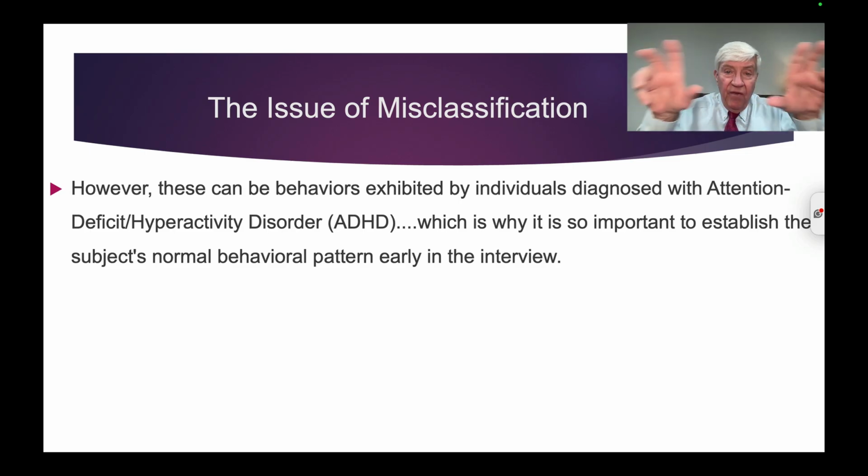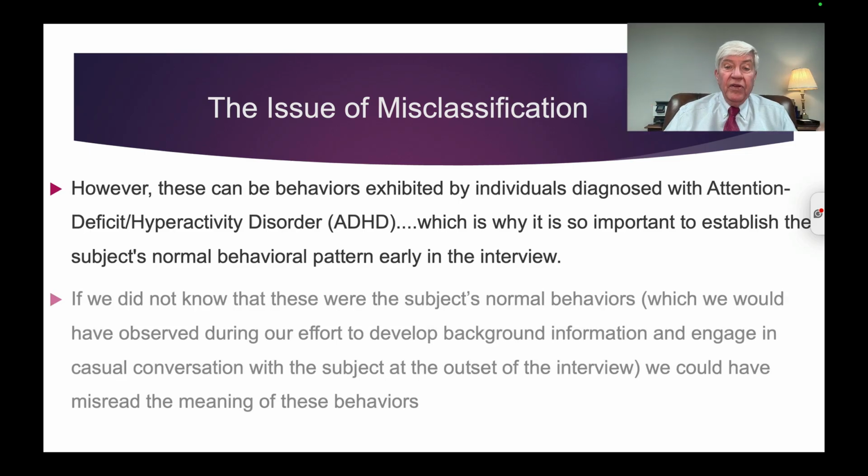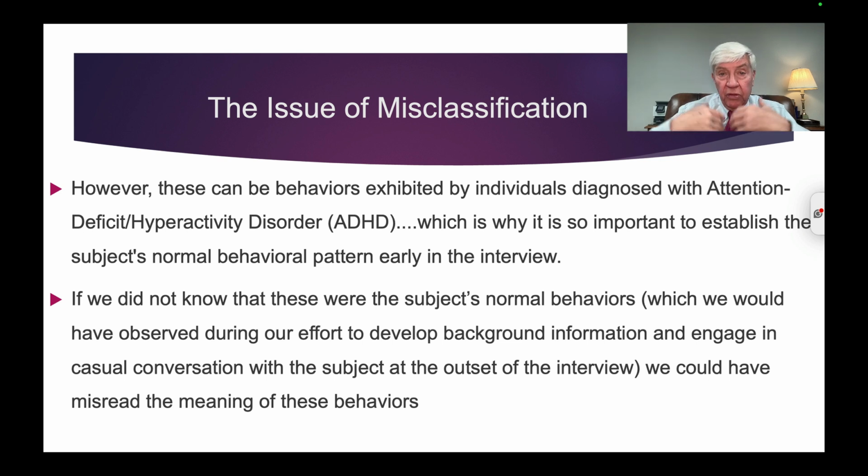So if we didn't have their normal, which is oftentimes developed during the early part of the interview where we're talking about background information, engaging in casual conversation, that kind of thing, observing how the person responds, what kind of verbal characteristics do they have, do they maintain eye contact, how quickly or slowly do they respond, etc. Without that baseline or norm, we don't know what we're getting.